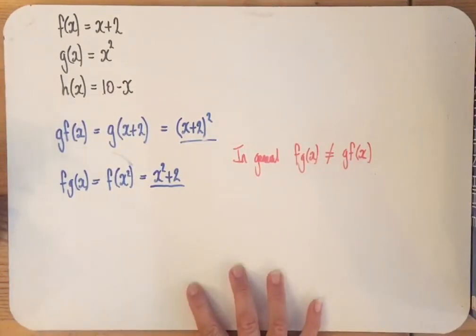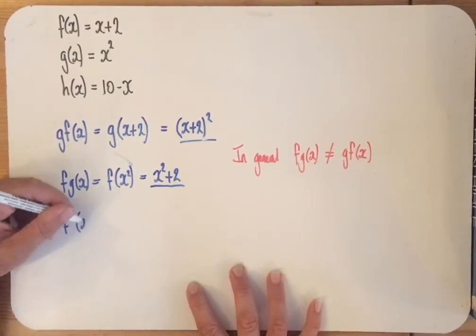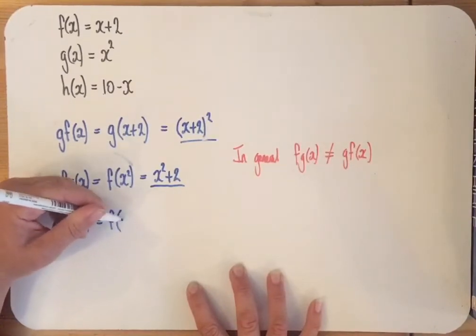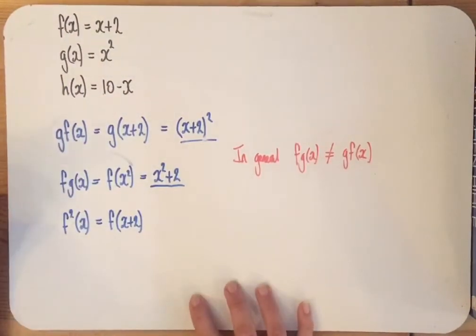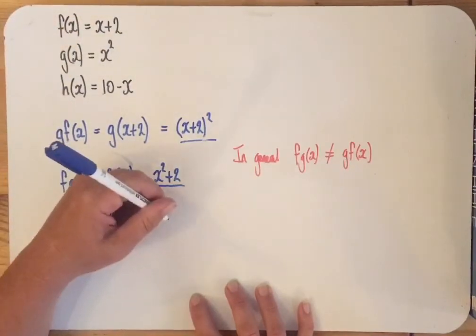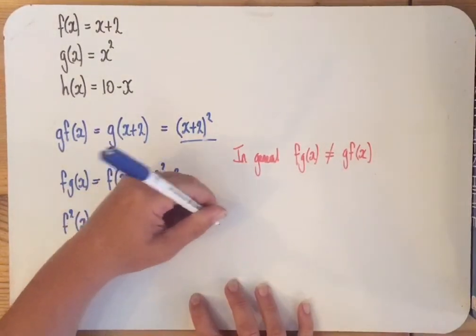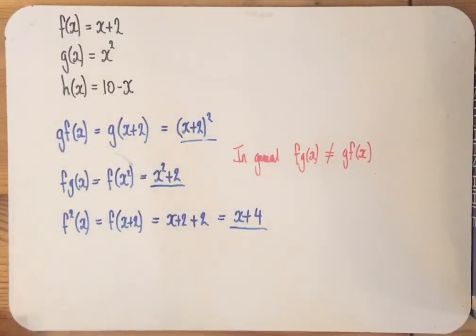And we could also look at doing ff of x. So it would be f of x plus 2. And then f of x plus 2, replacing this x here with x plus 2, would be x plus 2 plus another 2, which is x plus 4. So you need to just get the order correct. One more.